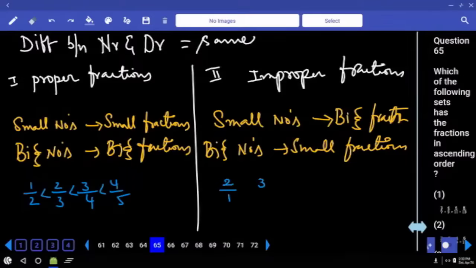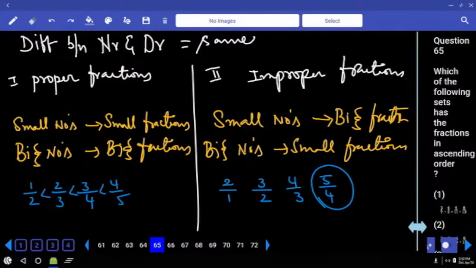2 by 1, 3 by 2, 4 by 3, 5 by 4. Everywhere the difference between numerator and denominator is the same, which is equal to 1. Correct? 3 by 2 meaning 1.5. 4 by 3 is 1.33. 5 by 4 is 1.25.